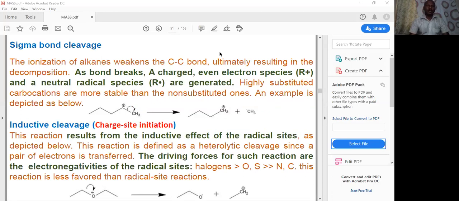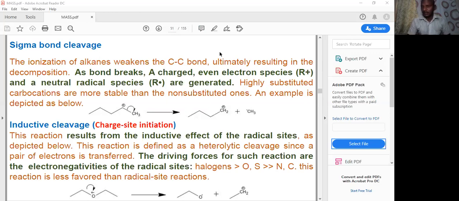Generally it happens in the sigma bonds of alkanes, if it is saturated; sigma bond cleavage generally happens. When we go to the actual fragmentation process of alkanes, we will see that. Next one is inductive effect cleavage.